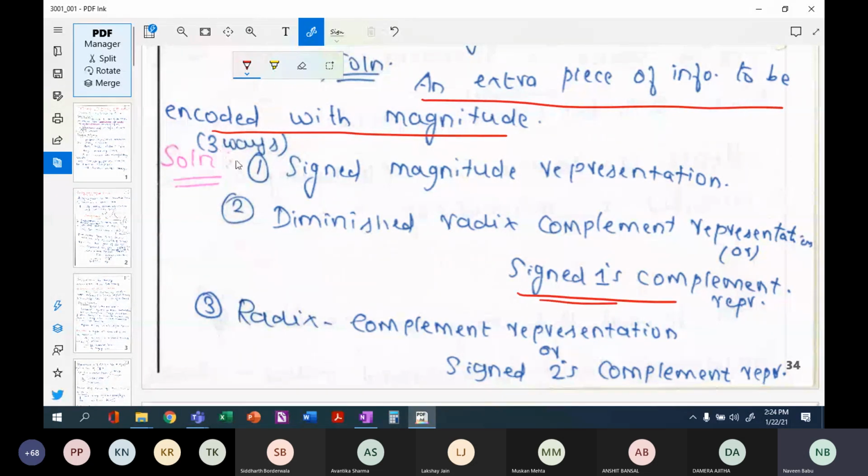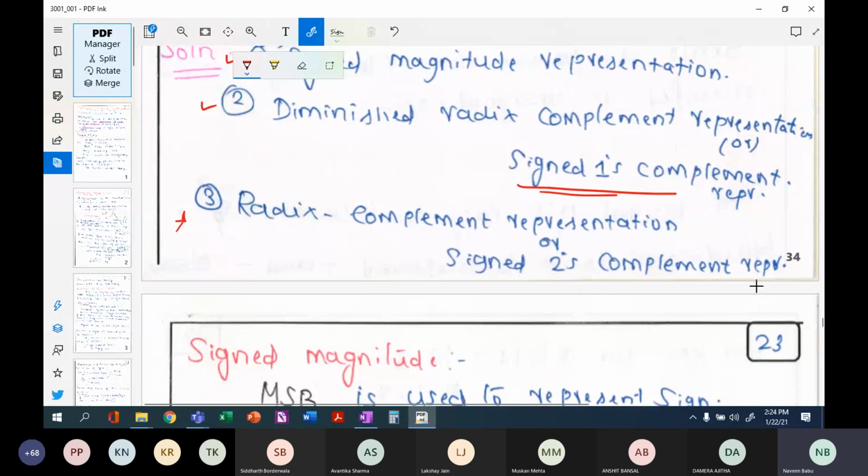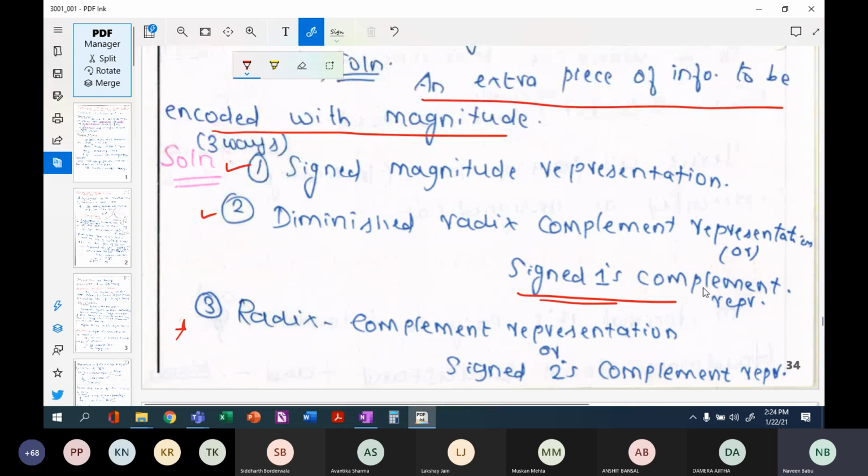There is a disadvantage with these two. In order to avoid these two disadvantages, we are going in for the third one, which is called the signed twos complement representation. There is another name for the signed ones complement, which is called the diminished radix complement representation.